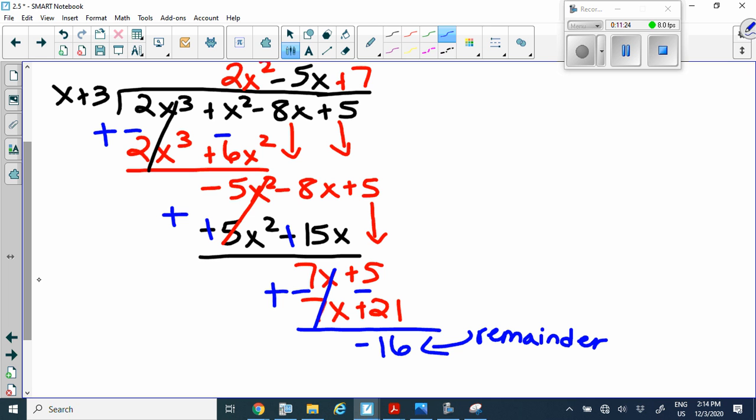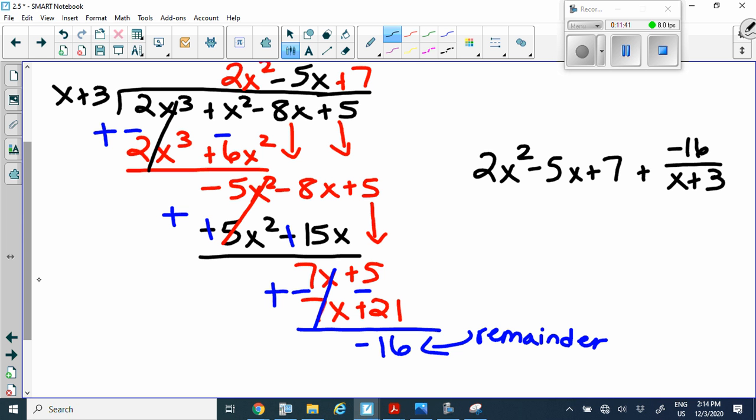So now let's put everything together here. So I have 2x squared minus 5x plus 7. Then I'm going to do a plus negative 16. I think it's just a lot easier. And then we put that over x plus 3. And I knew negative 16 was my remainder because I know x times something can't give me negative 16. Okay? So that would be my final answer.